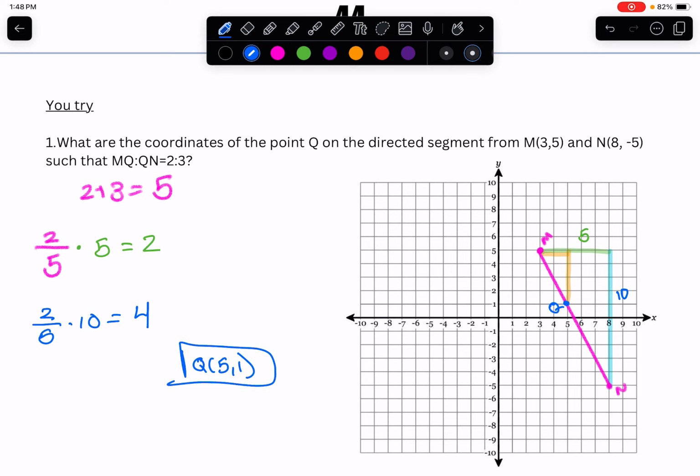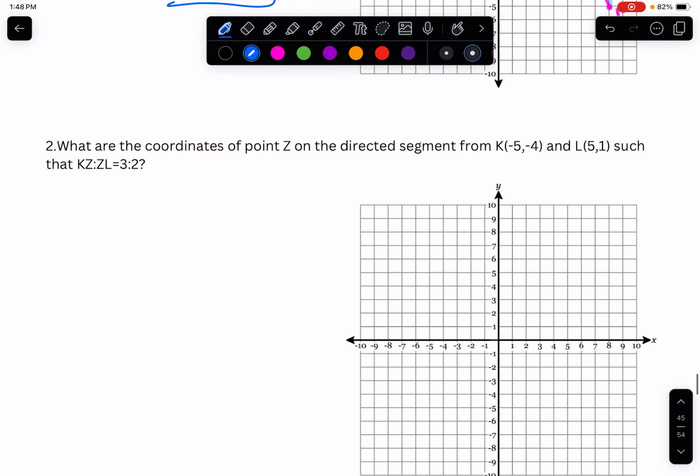So it's important that you're making sure that you're starting at the correct point. You're going from M to N so that the point that you're creating is not on the wrong side. What are the coordinates of point Z on the directed segment from K? So we're starting at K, which is -5, -4, and L, which is 5, 1, such that KZ to ZL is 3 to 2.